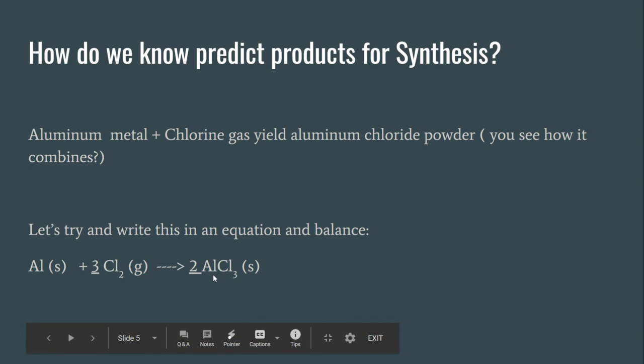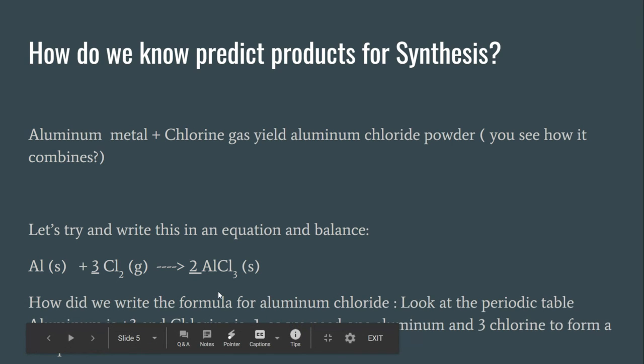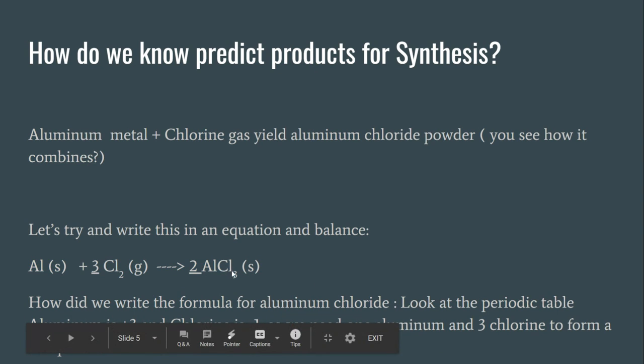Now, how do we know that there is one aluminum and 3 chlorines? You'll have to go back to your days when we wrote chemical formulas. How do we write a formula? Aluminum has a +3, chlorine has a -1, which means aluminum will combine with 3 chlorines to form aluminum chloride.